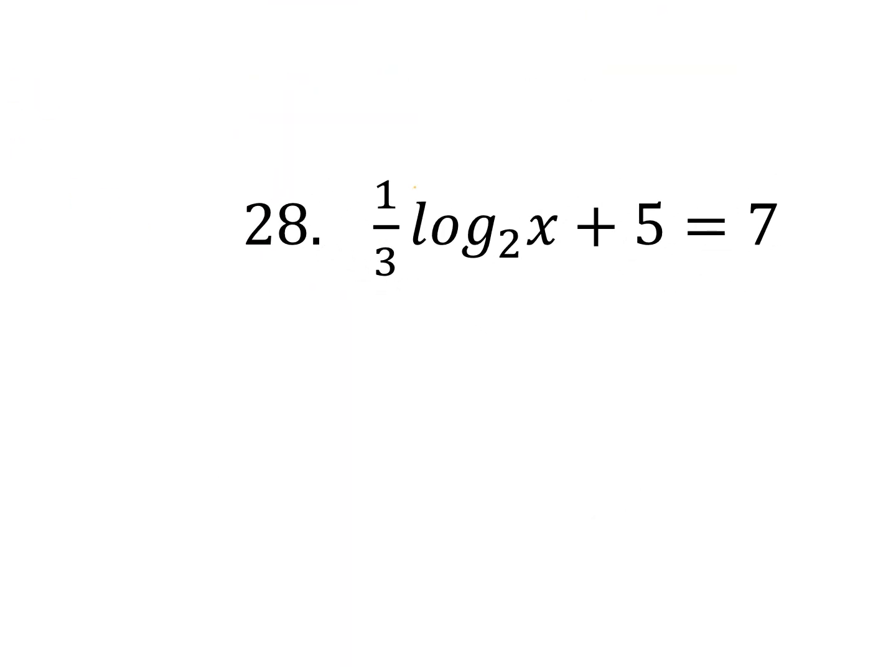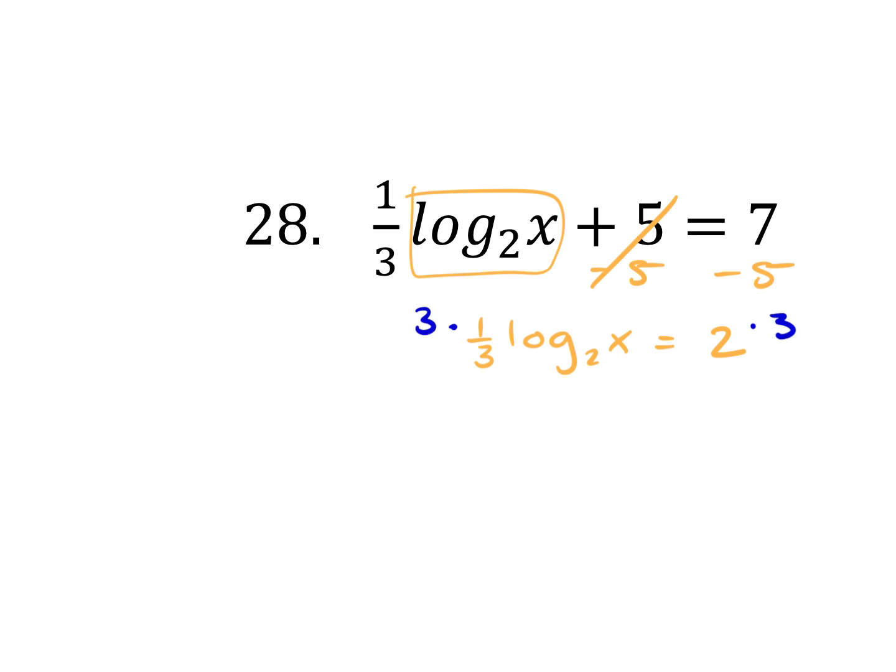All right, so for 28, we want to get the log all by itself. So what should I do first here? Subtract 5. So 1/3 log base 2 of x equals 2. What should we do next? We can divide by 1/3, which is the same thing as what? Multiplying by 3. So I can multiply both sides by 3. Because 3 times 1/3 would just be 1, so that cancels. So log base 2 of x equals 2 times 3 would be 6.